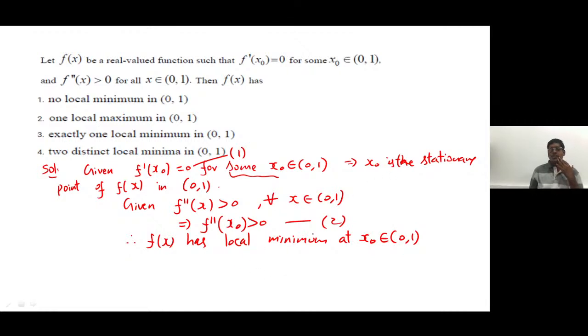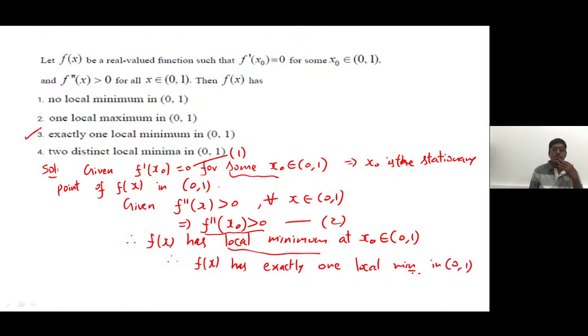So one stationary point, at this point local minimum, because second derivative greater than 0; when second derivative less than 0, local maxima. So therefore f of x has exactly one local minimum in open interval 0 comma 1. Accordingly, option C, that is the third one, is the answer. Hope that everyone understood and following.